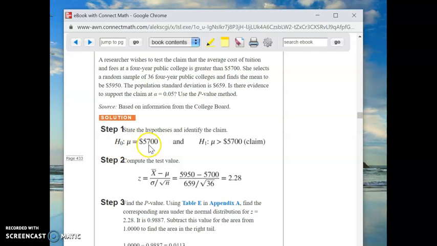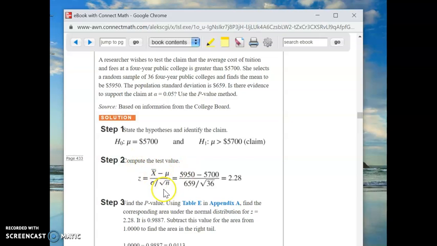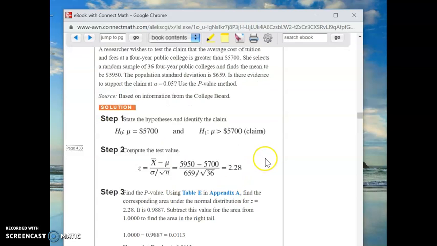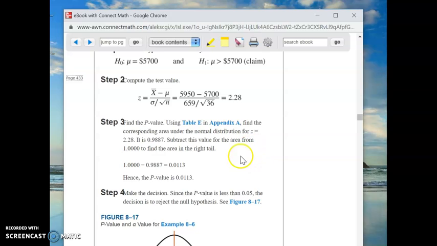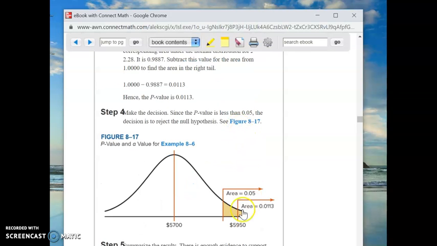The null hypothesis is the status quo, $5,700. The research hypothesis is that it's more than $5,700. I do have to calculate the test value. I get that. Now I've got to find this p-value. If I have it on a computer, it'll do it for me, but I can do it with my table. I go to my tables and find the corresponding area under the normal distribution for z equal to 2.28. It is 0.987. So that's the area to the left of 2.28. I want the area to the right of 0.987.